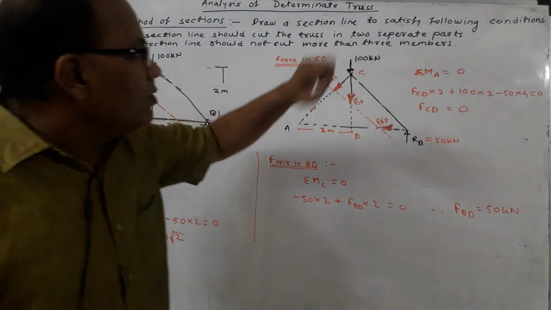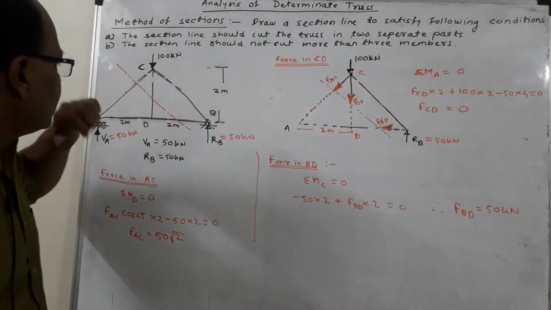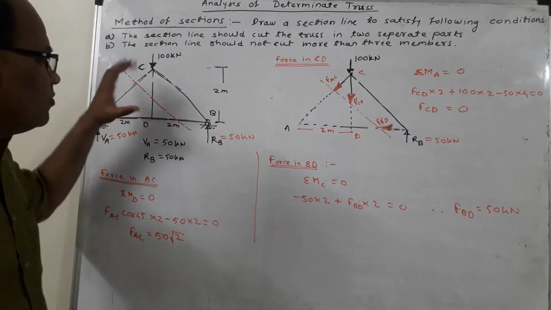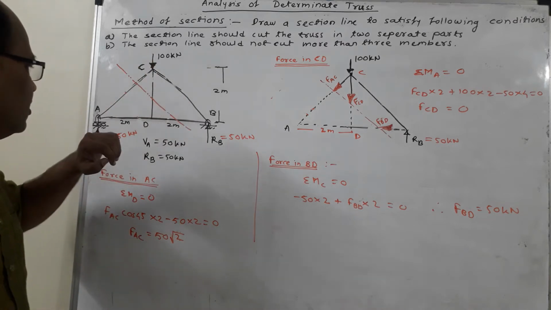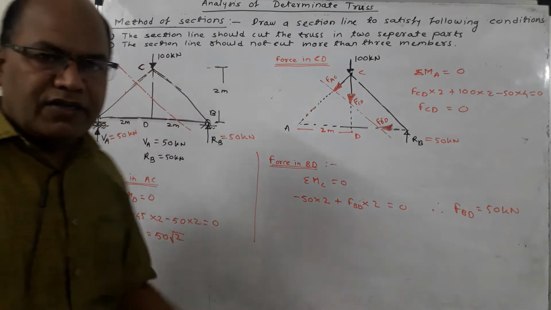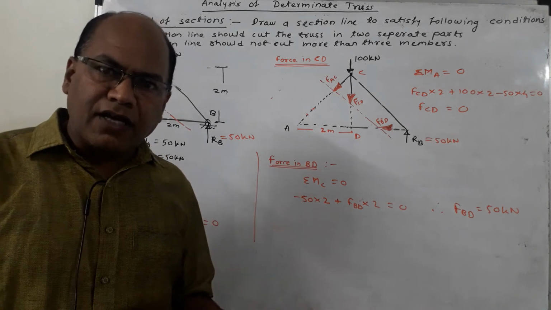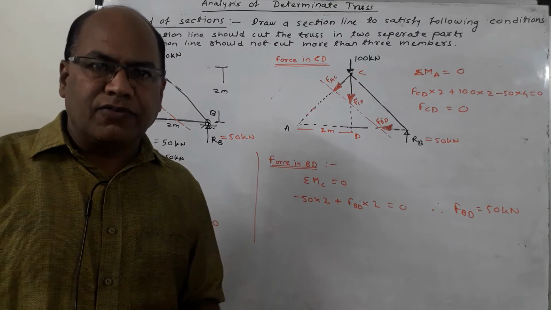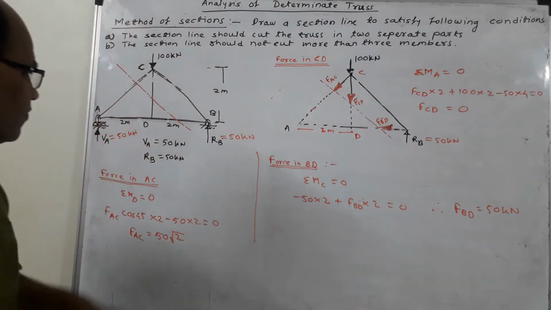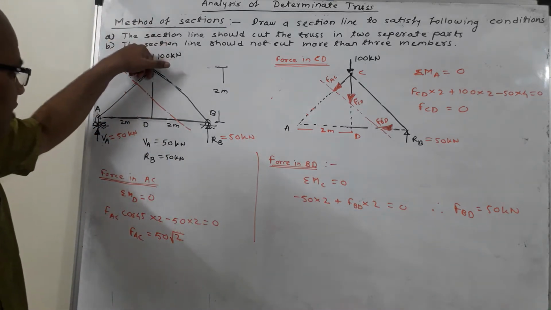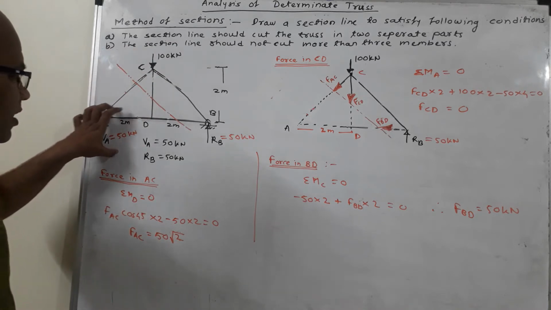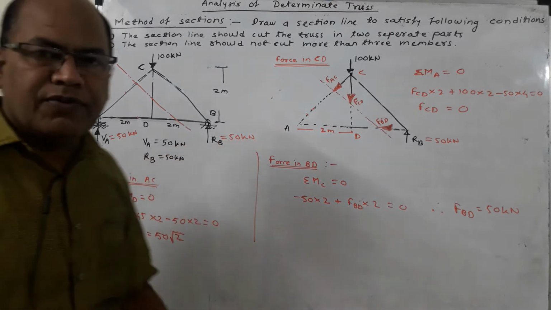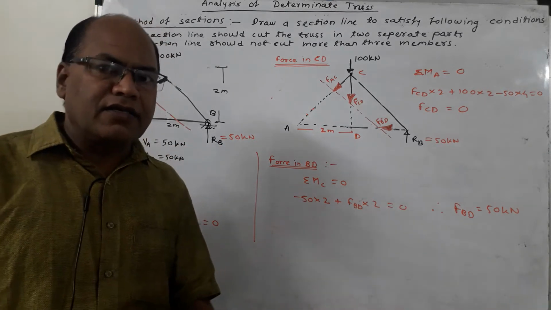Now in order to demonstrate the procedure, I am considering a truss over here. It is the same truss which we considered in method of joints. In both the methods, that is method of joints as well as method of sections, the first step is to get the reactions at supports. Now the load of 100 kilonewton is acting, and we know that the reactions at this end and this end are VA equal to 50 kilonewton and RB equal to 50 kilonewton. So get the reactions in the first step.